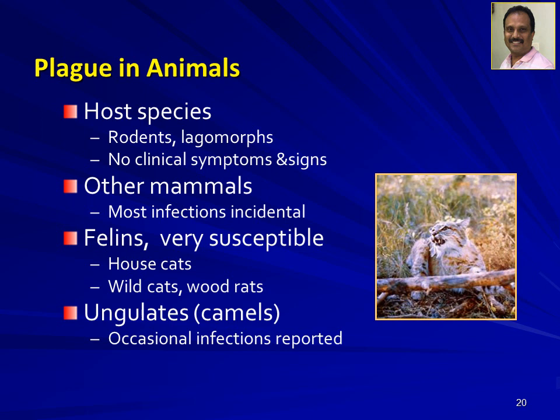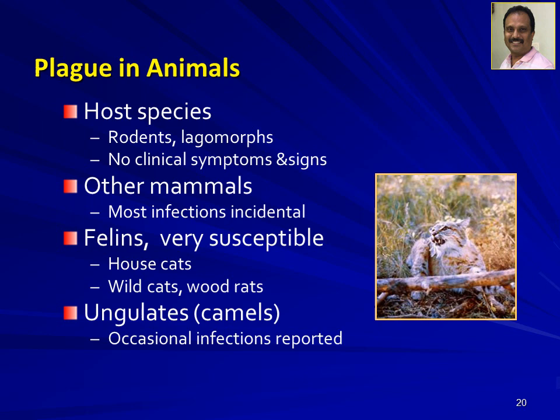And if you see plague in animals, the host species like rodents and lagomorphs will get infected, and no clinical symptoms and signs are seen. Among the other mammals, most of the times the infections are incidental, and felines are very susceptible, especially house cats, wild cats and wood rats are highly infectious, and among ungulates like camels, occasional infections are also reported. So not only the rodents but also the cats and the camels can carry the plague bacterium, and they may transmit the infectious agents to human beings.